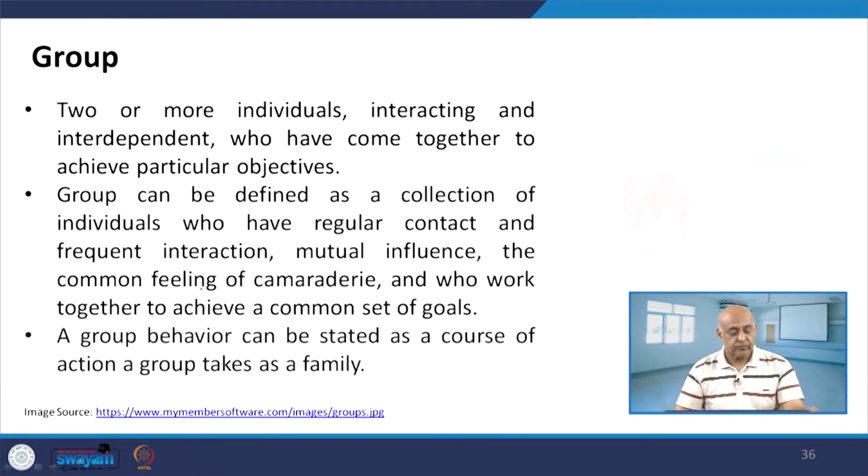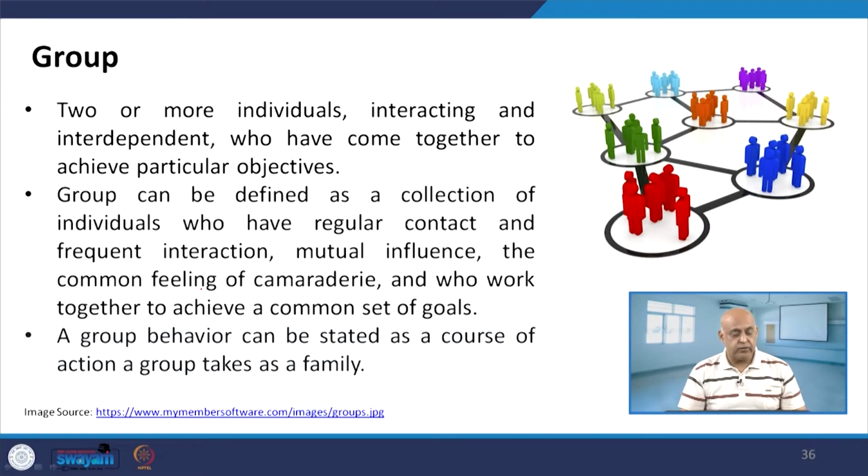So, whenever we are talking about a group, there are two or more individuals interacting and interdependent, right. That is the requirement: there are two or more individuals. So at least 2 persons are required for a group, interacting with each other and interdependent, dependent on each other, right. And for what? To achieve a particular common goal. Both are having a common goal, a particular objective.